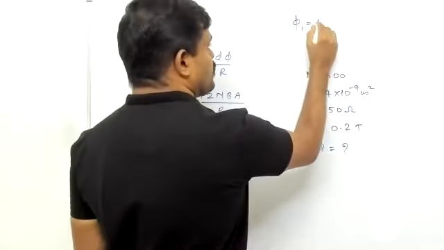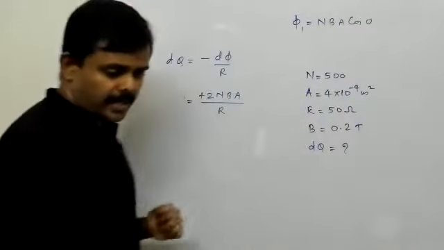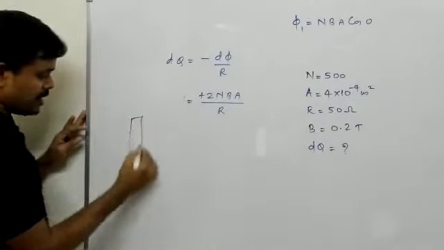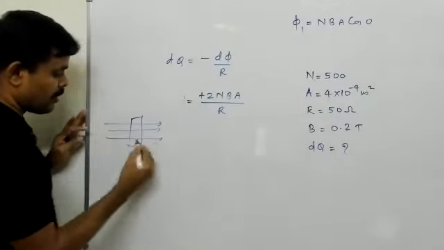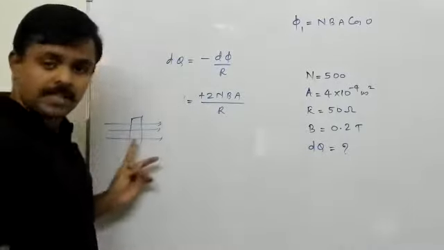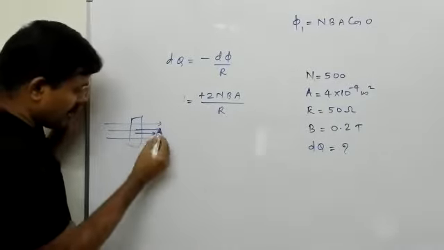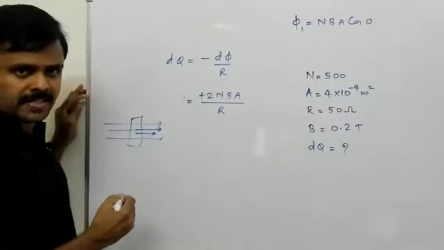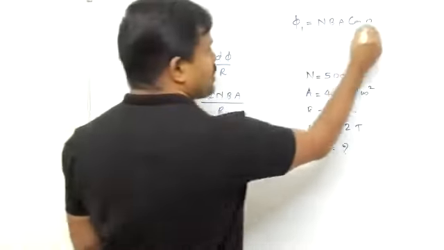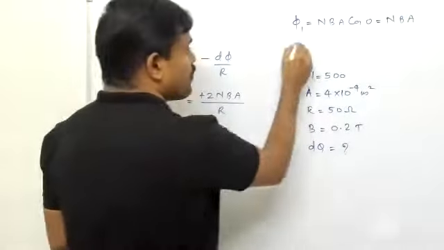Phi 1 is equal to what? NBA cos 0. Why? Because they say the coil is held perpendicular. Coil is held perpendicular means what? This is how the coil is held. Area vector is to the right, field is to the right, theta will be 0 in the first case. Theta is 0, so NBA cos 0 is NBA.